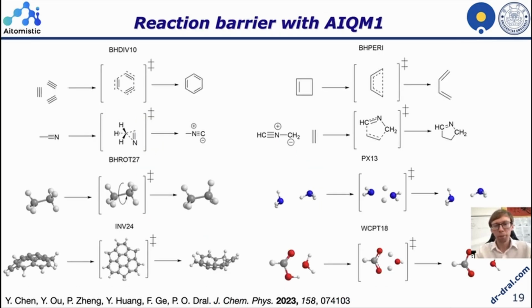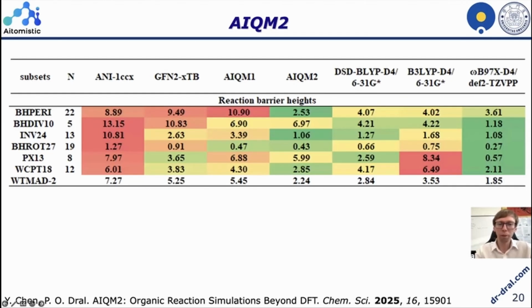And there are some limitations for this method. That's why we constantly improve them. For example, if we look at the performance for out of distribution cases, like transition states, which were not in the training data set, we benchmarked on different types of chemical reactions, and unfortunately, AIQM1 was not better than DFT approaches like B3LYP.